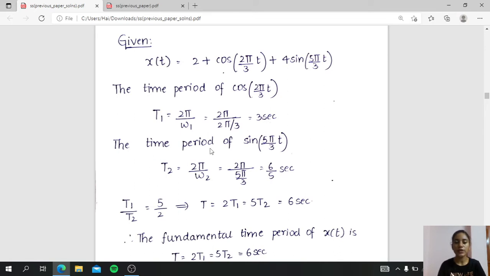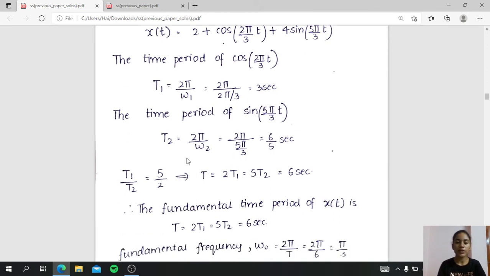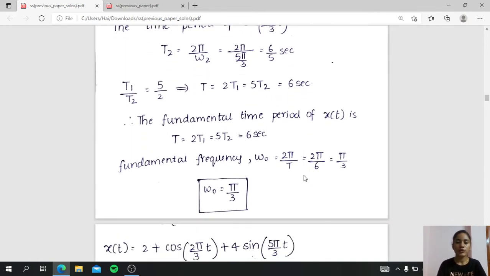And the time period of the second function, which is sine, is equal to 2 pi by omega 2. Your omega 2, the coefficient of t, is equal to 5 pi by 3. So now your T2 becomes 6 by 5 seconds. Now compute T1 by T2, which is equal to 5 by 2. On cross multiplication, we'll have T is equal to 2 into T1 is equal to 5 into T2, which is equal to 6 seconds. So you got your time period.